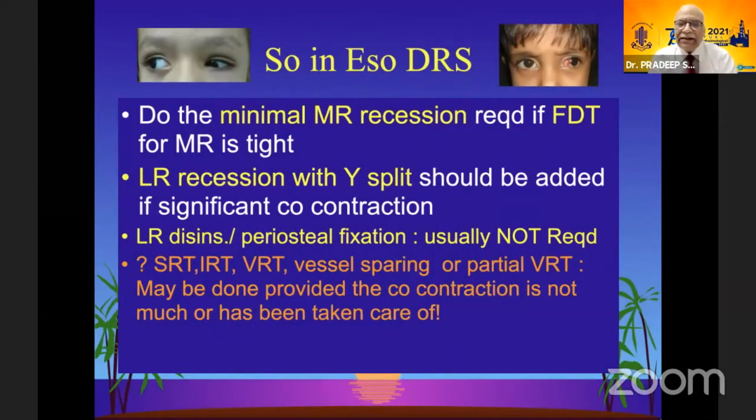So in ESO-DRS, do the minimal amount of MR recession as required by the FDT. If the MR is tight, which is mostly so, and if there is a marked severe co-contraction, then add the LR recession with Y-split. LR disinsertion, periosteal fixation are usually not required in the ESO-DRS cases. SRT, IRT, or VRT can be added to improve abduction, but only if the co-contraction has been neutralized.